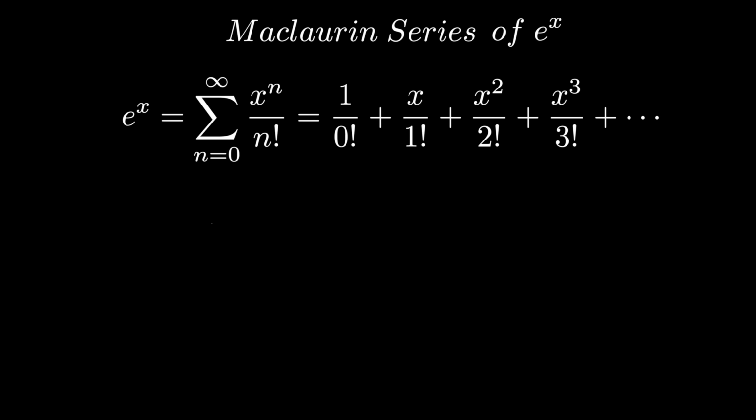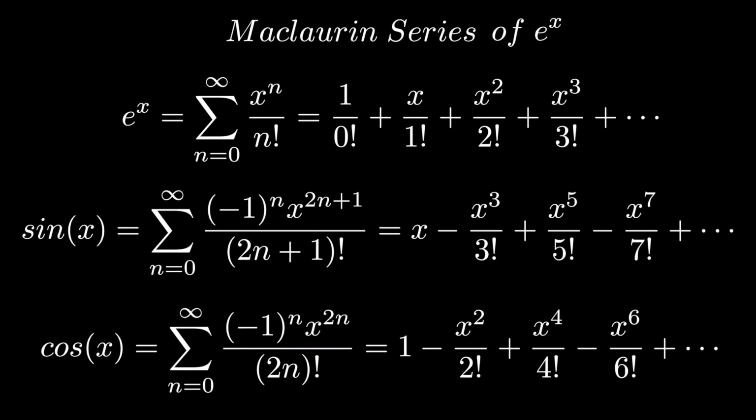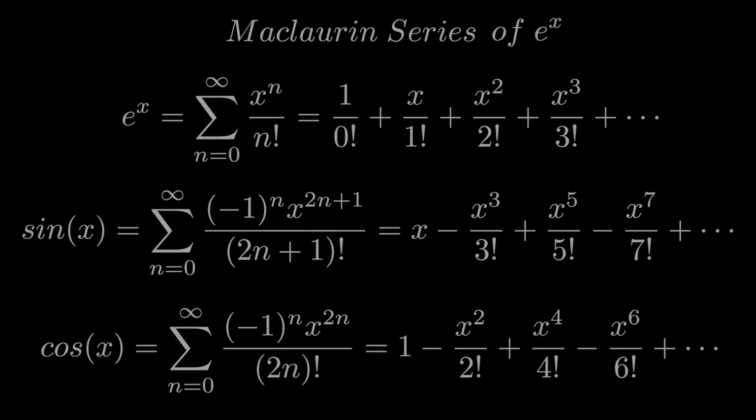Finding the Maclaurin series for sine of x and cosine of x, which I'll leave as an exercise for the viewer, we get this. Note that all of this still hasn't required the Pythagorean theorem.